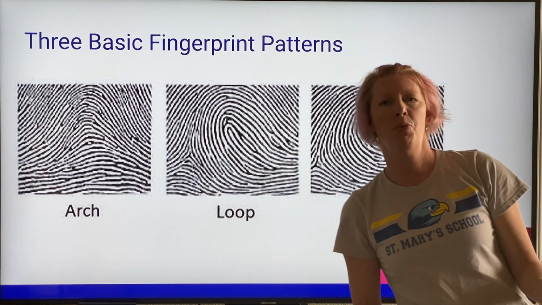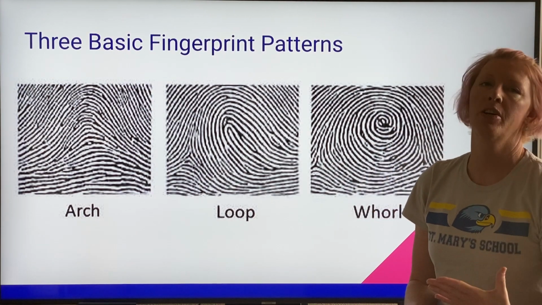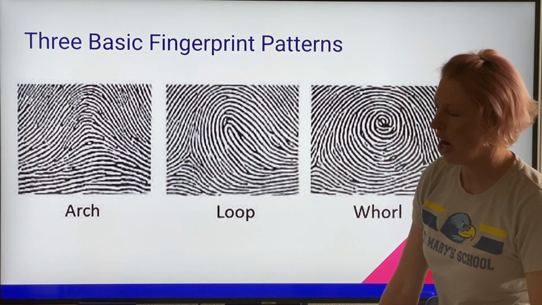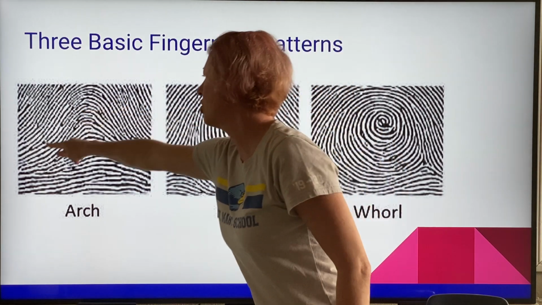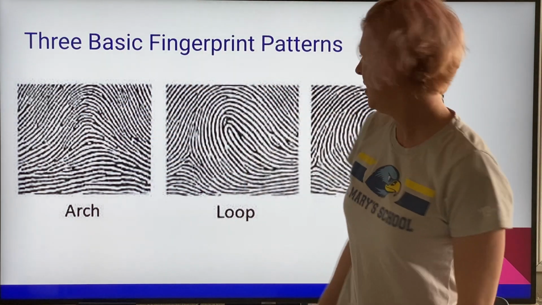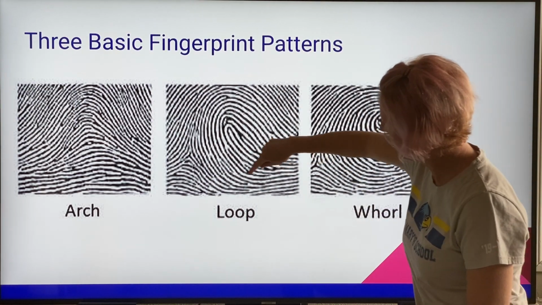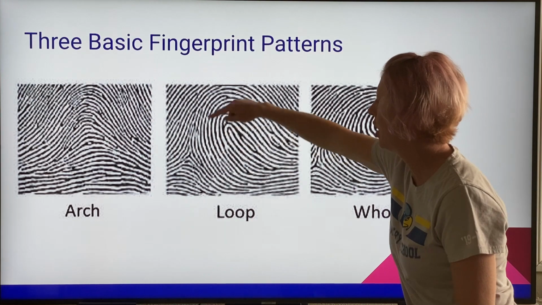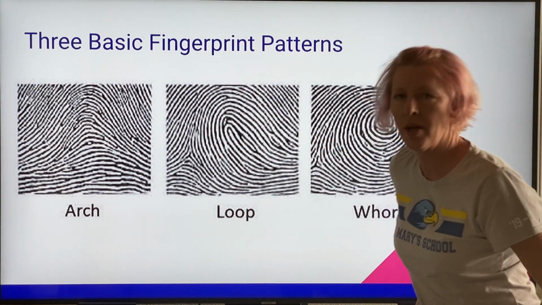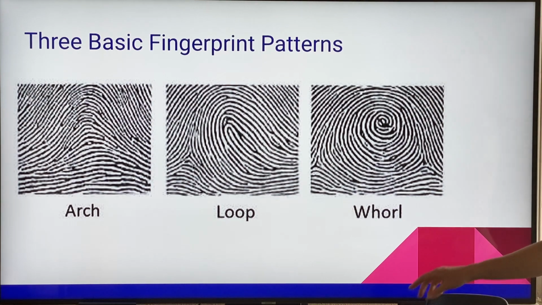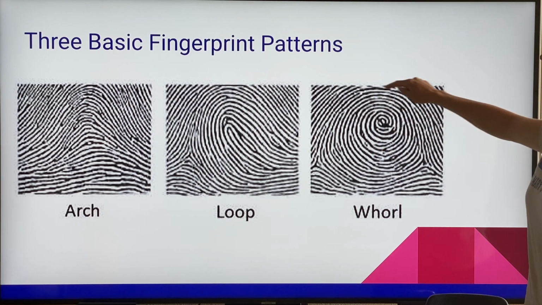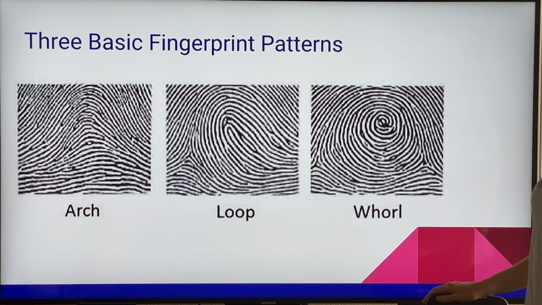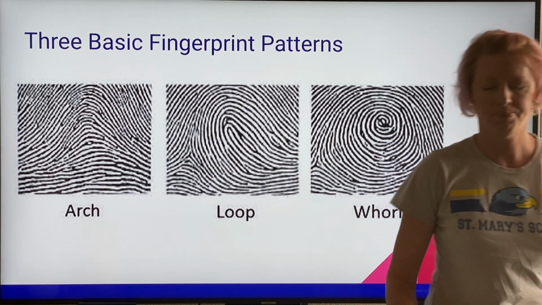So, here are the three basic shapes for fingerprint patterns. The first one is called the arch. And you can see the arch has a shape that goes like this, which is the shape of an arch. The second is called the loop. And you can see that the fingerprint makes a pattern like this in the shape of a loop. And then the last one is called the whorl. And the whorl kind of reminds me of a swirl. It kind of goes around and around and around like that. And you can see that they're all sort of similar, but they definitely have their own shape.